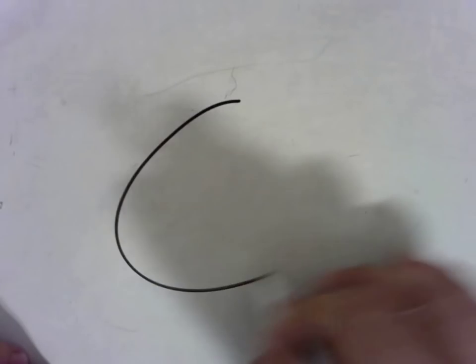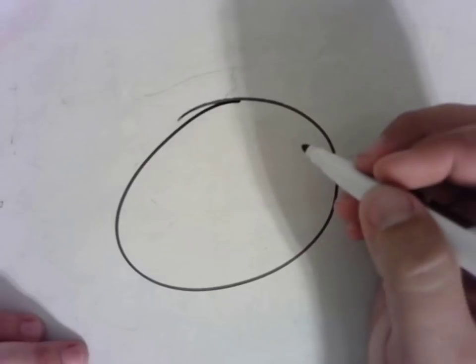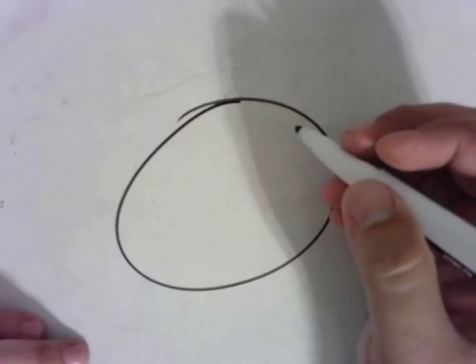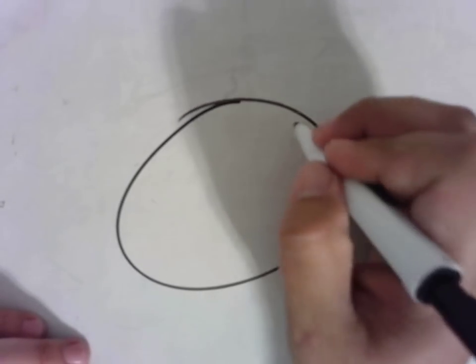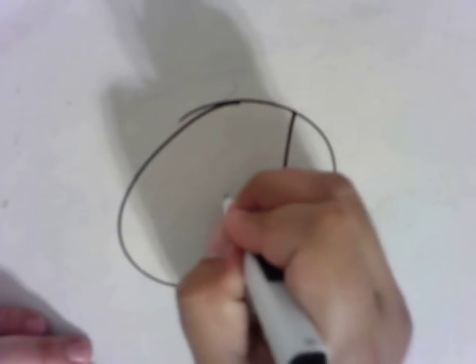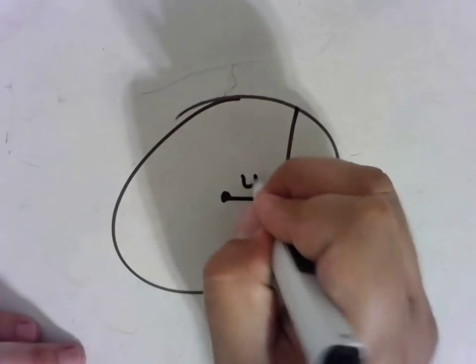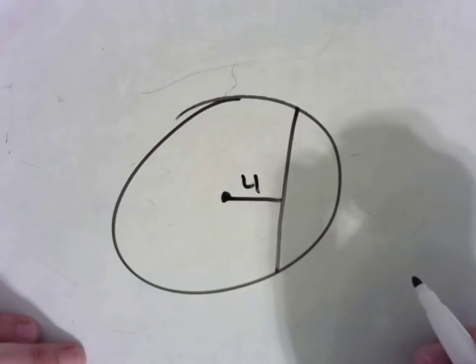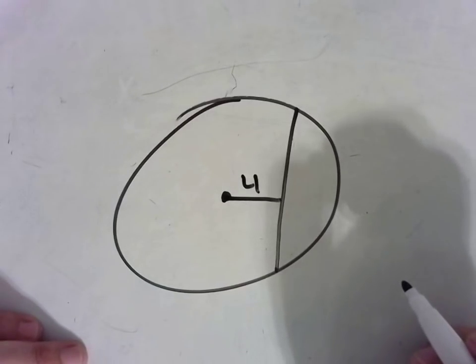A chord was cut in a circular pizza. The chord is 10 inches. Here's your pizza. The chord is 10 inches long and its midpoint is 4 inches from the center. So here's your chord. Here's the center. This is 4 inches. What is the diameter of the pizza?